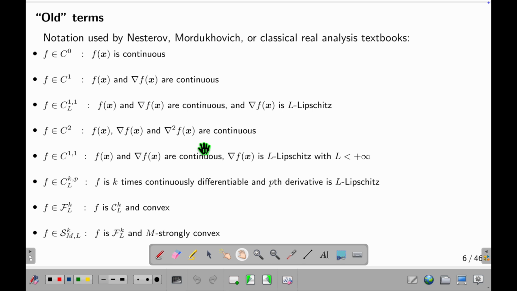So these are some old notations. This means this is continuous. This means continuous up to first order derivative. This means continuous up to first order derivative, and the first order derivative is L-Lipschitz. This means second order continuity, that means you have gradient and Hessian. These two are the same, I made a mistake, but anyway. This means continuously differentiable K times, and the P-th order is L-Lipschitz. And then these are used by Nesterov. This means convex, this means strongly convex. It will be confusing, so better just write it out. And then what the heck is this? We will talk about it soon.